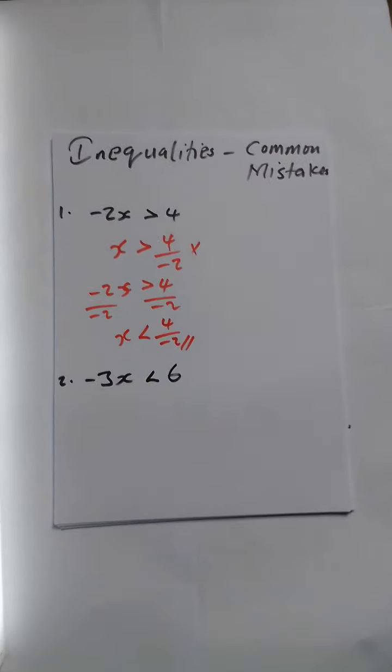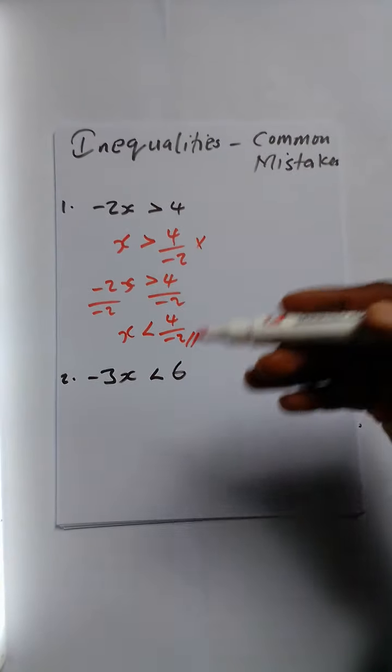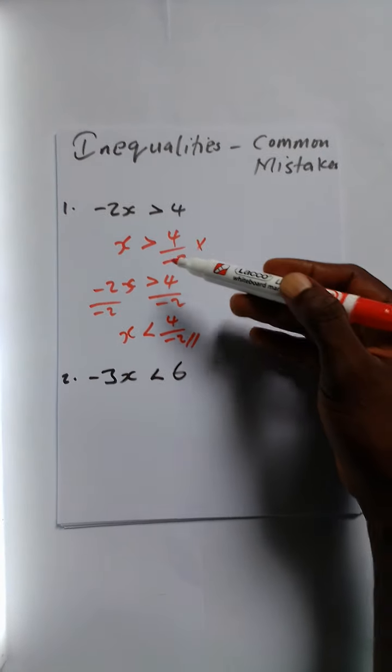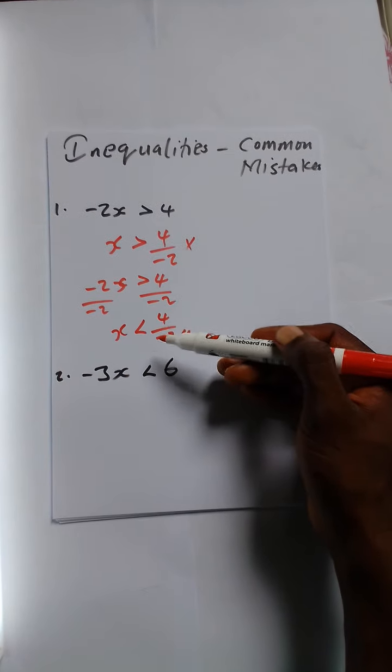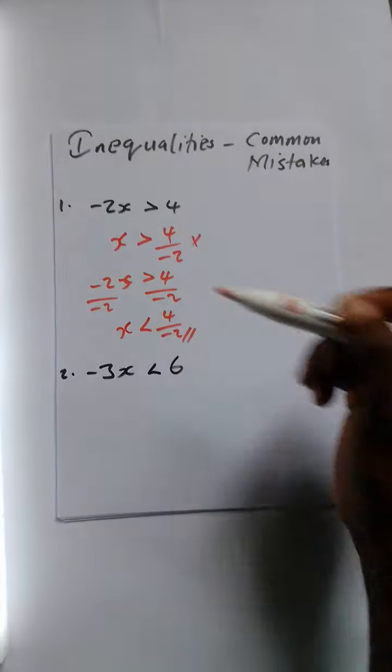So the common mistake lies with what? People maintaining the same sign. When it is an inequality, you have to change it. If it was less than, you change it to greater than. If it was greater than, you change it to less than. So this is the correct answer instead of this. This is the correct answer to solve this type of question.